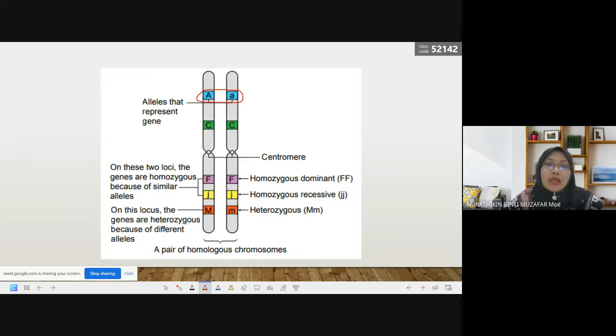Kalau you nampak yang ni dominant kan? A, big A. Yang ni recessive ya. Ciri kita yang ada dalam badan dia akan follow yang dominant. Macam badan you sekarang, kita ada 46 chromosome. So 23 from your mother, 23 from your father. So dia pairing, jadilah 46. Bila dia pairing, dia akan determine which one is dominant, which one is recessive. Kita akan follow yang ciri dominant.